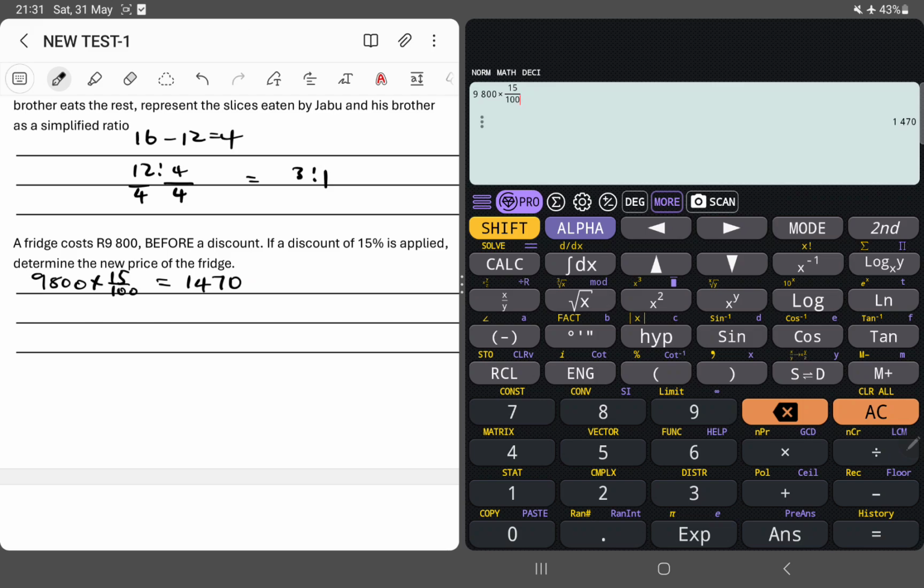It means the new price of the fridge is going to become 9,800 minus 1,470. It means the price of the fridge will become 8,330. That is going to be the new price of the fridge.